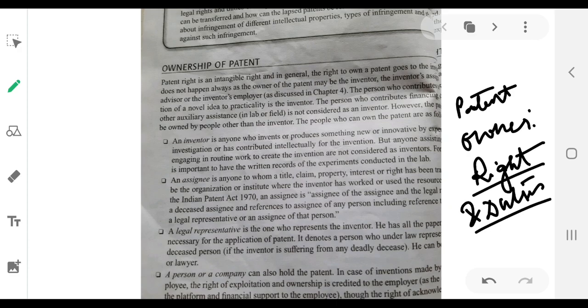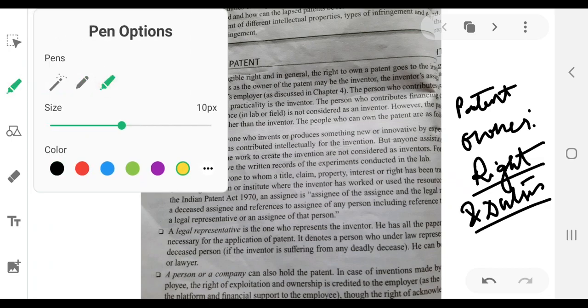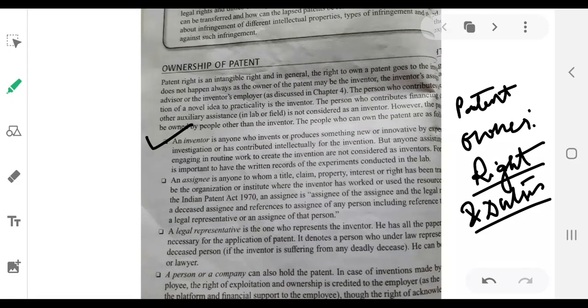So we will be discussing in this particular video that once a patent is being owned, what are the criteria for the ownership of the patent? So first is an inventor. Who is an inventor? An inventor is anyone who invents or produces something new or innovative by experimenting, investigation, or has contributed intellectually for the invention. But anyone assisting or engaging in routine work to create the invention is not considered an inventor.